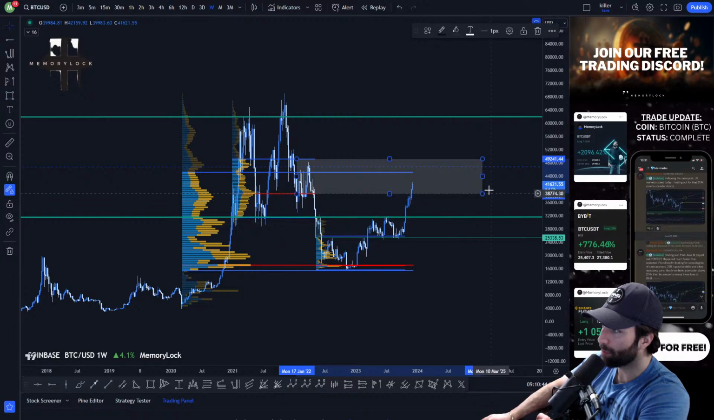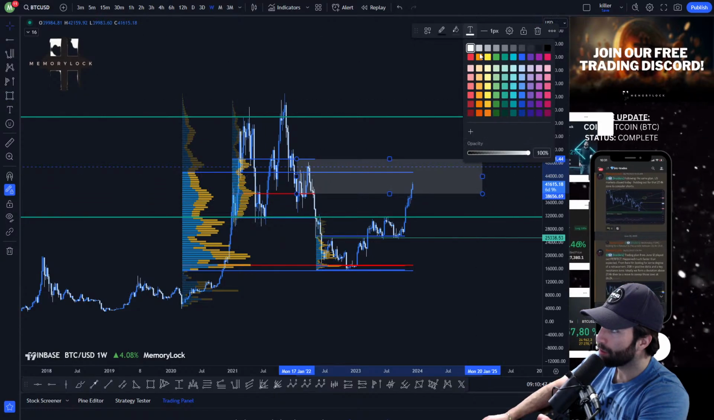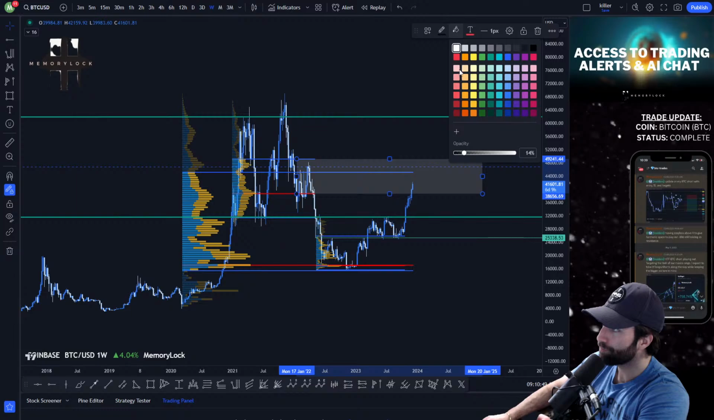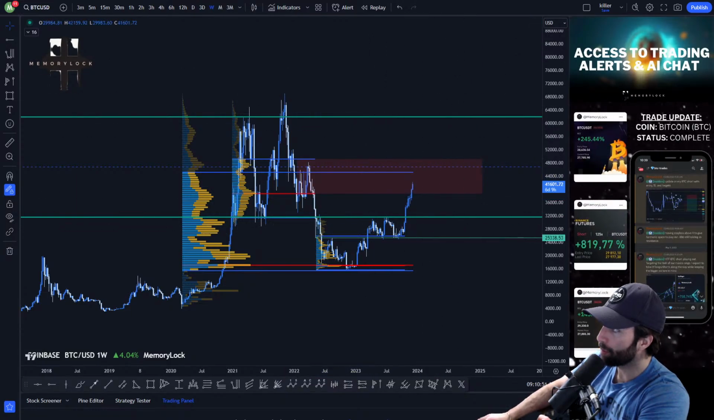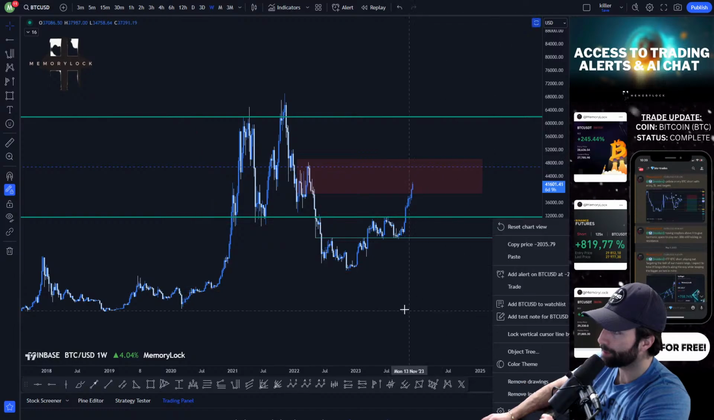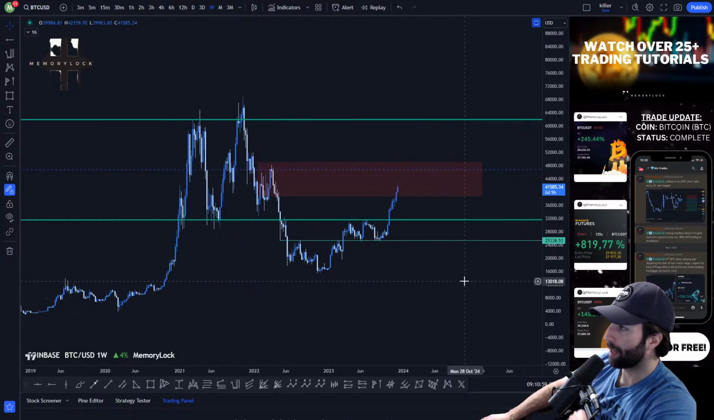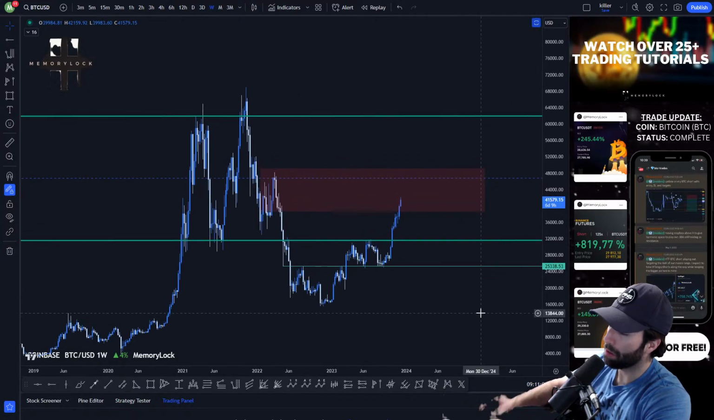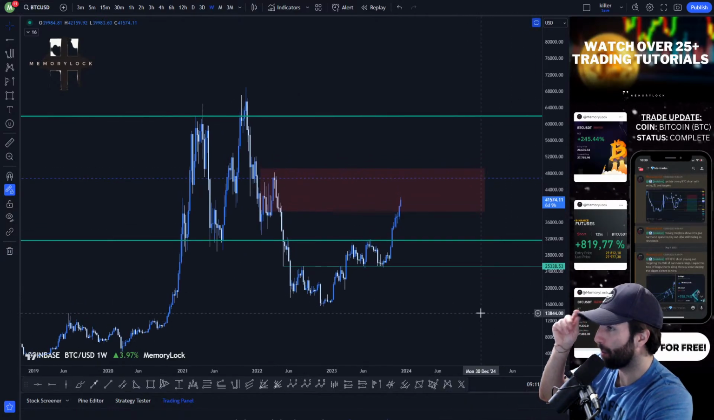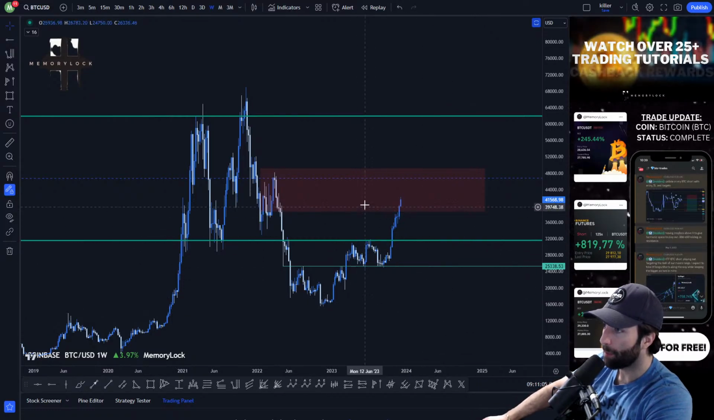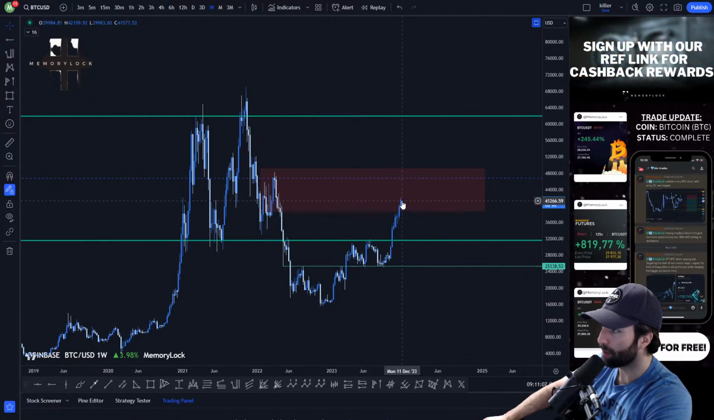For me, really anywhere in here, I'm not going to be looking for swing longs. In my opinion, anything in this zone is more or less, yeah, I'm not going to be looking for swing longs here. Will I long on a lower time frame? Yeah, sure. What the hell? Why not? But I'm not going to be looking for any kind of swing long position.